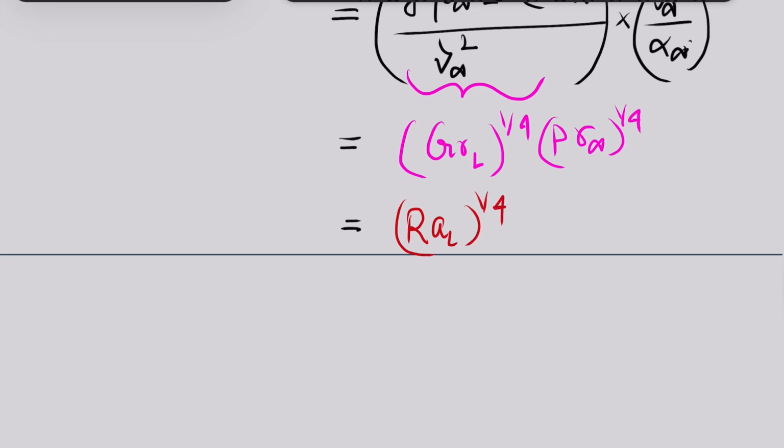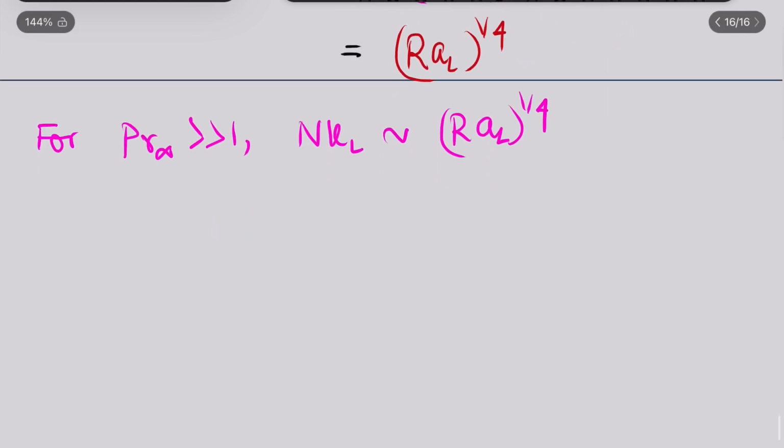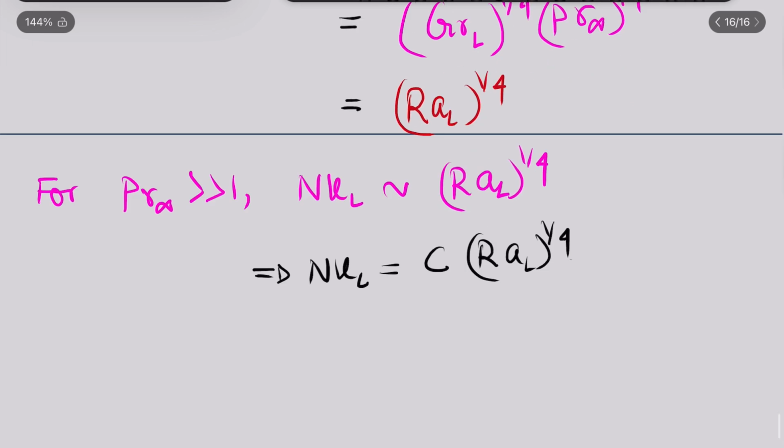That means for Prandtl number much greater than 1, my Nusselt number based on L is of the order of Rayleigh number to the power 1 by 4. Actually, we will get something like this: Nusselt number is equal to some constant C into Rayleigh number to the power 1 by 4. We will find this constant C when we solve for the exact or approximate solution.